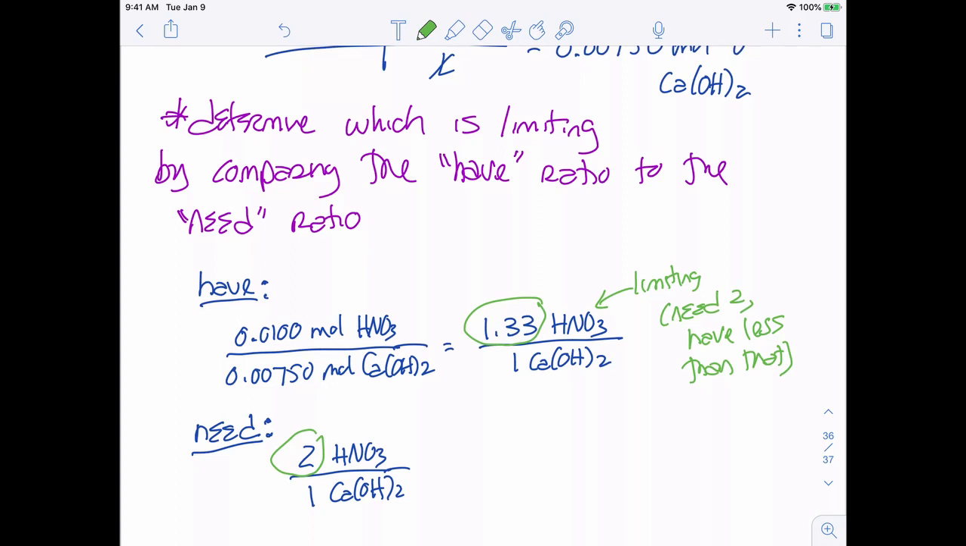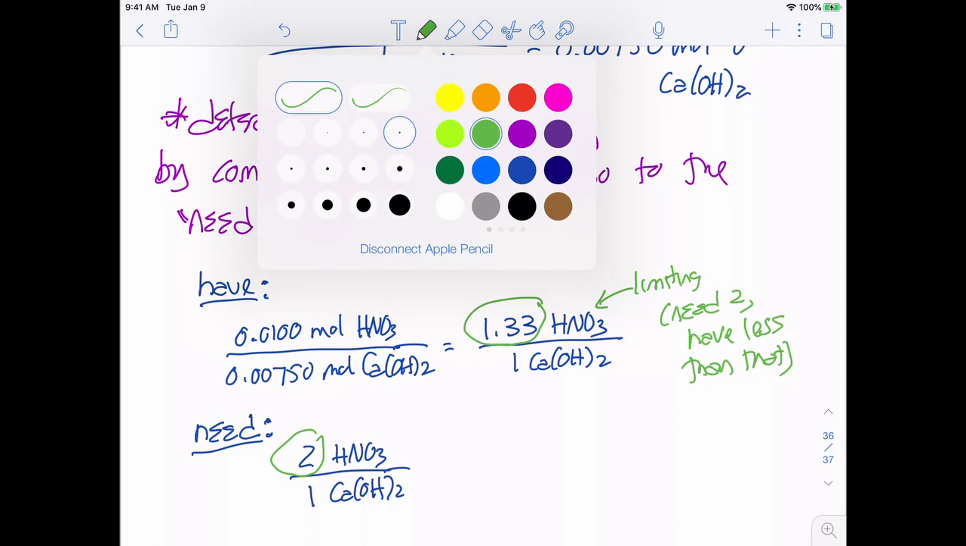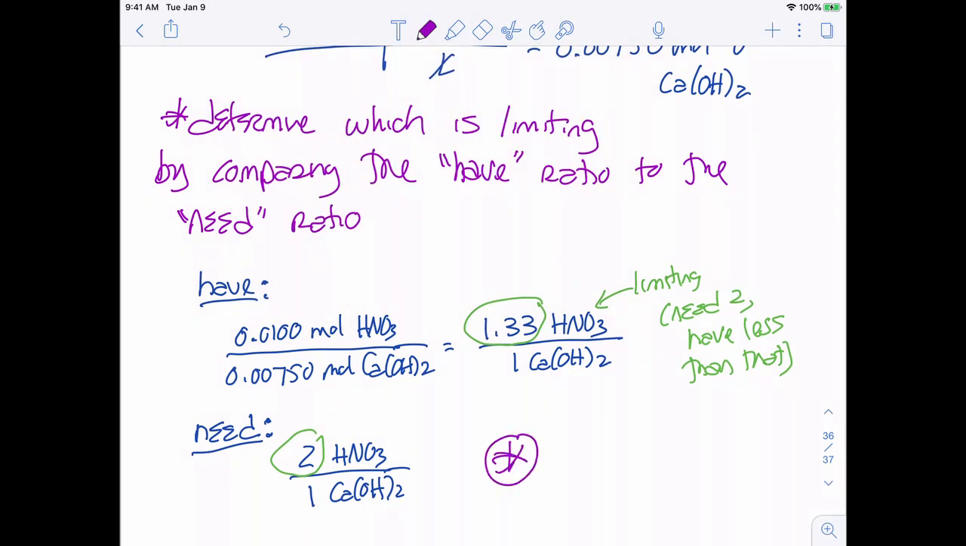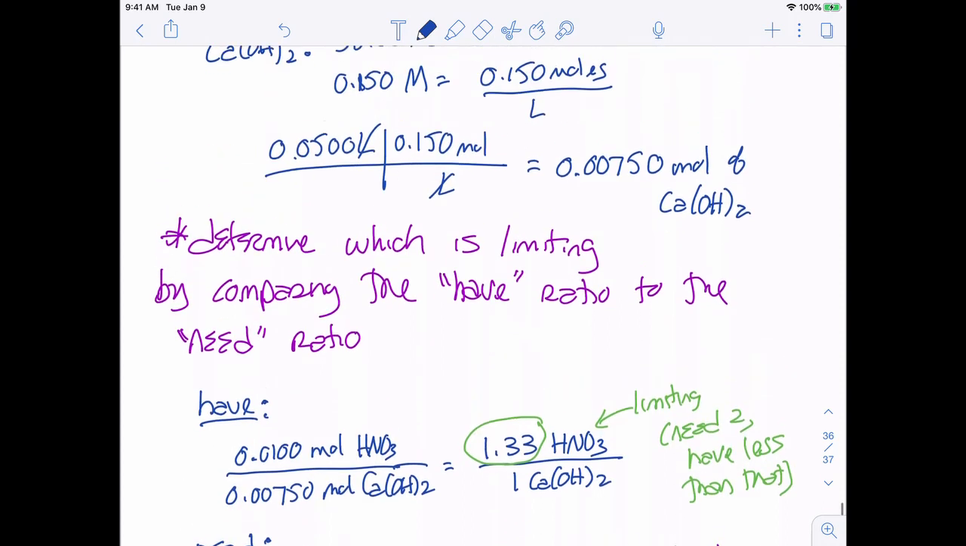If I actually had more than I needed, right? Let's say I needed 2, and let's say for some reason it was 2.33, then I have more than I need, so it's excess. Calcium hydroxide would then be limiting. So we determined that HNO3 is limiting, right? I need 2, I have less than that, so that's my limiting reactant. And then I'm going to solve the rest of the problem using my number of moles of HNO3. So back up to our problem.